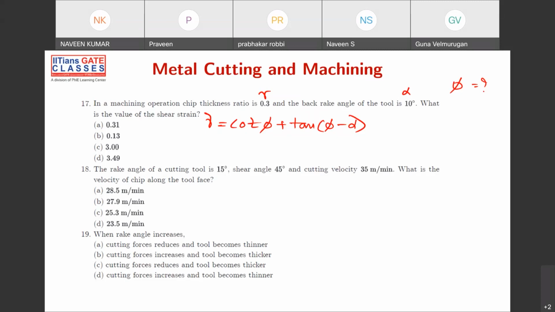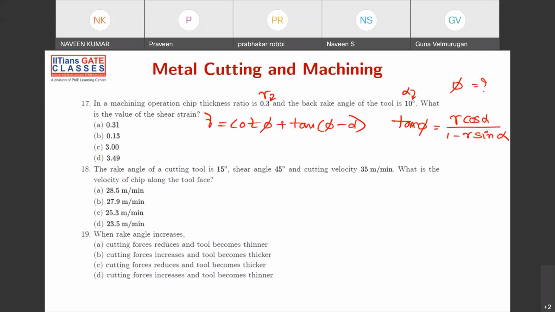Anyone? R, alpha is given. Phi you have to calculate. Alpha is 10 degrees. R is 0.3. Tan phi is equal to R cos alpha by 1 minus R sin alpha. That's it.